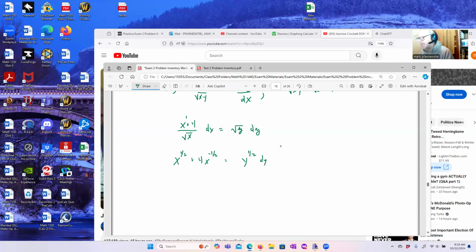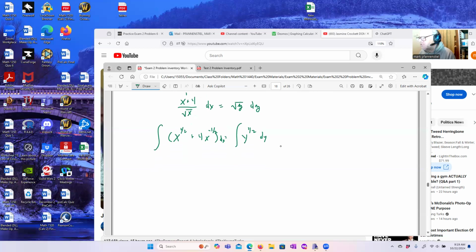Now, all I'm doing is changing it to a rational exponent here because I want to now integrate. I just want to integrate on both sides and go ahead and deal with that. So this is going to be x to the 3/2 times 2/3 plus 4x to the 1/2 times 2 is equal to y to the 3/2 times 2/3 plus c.